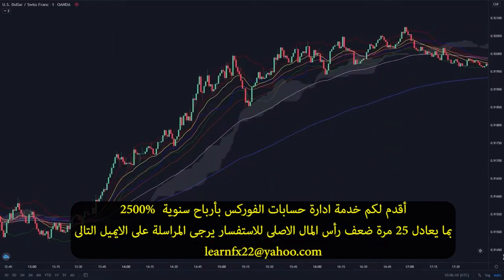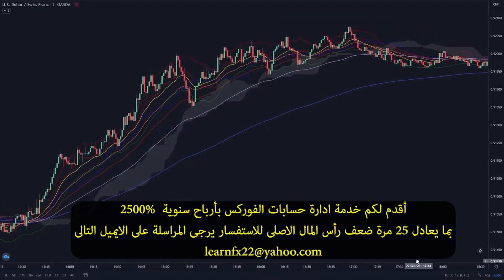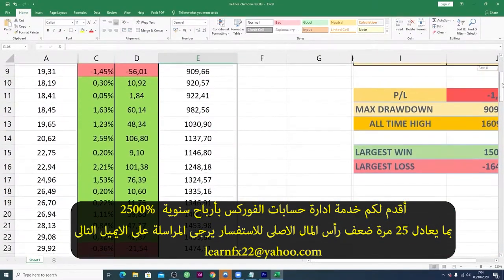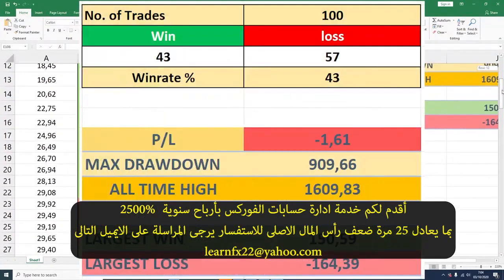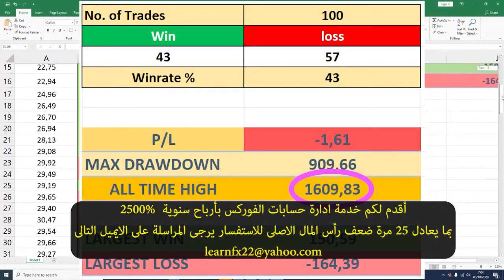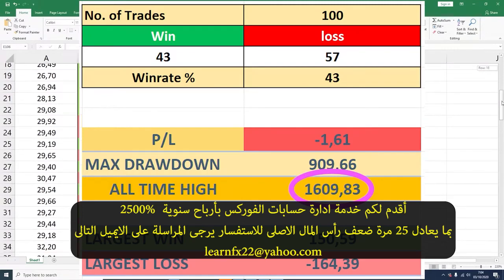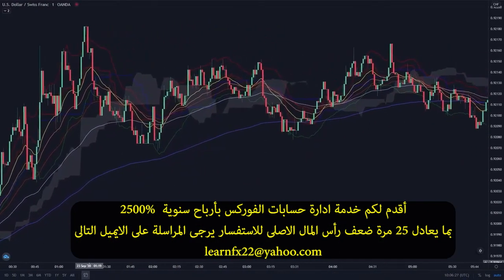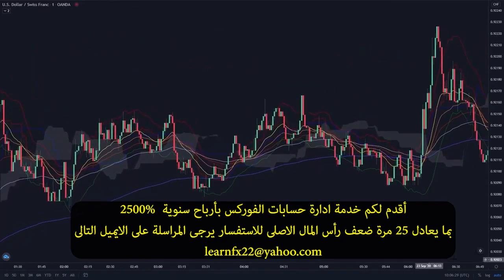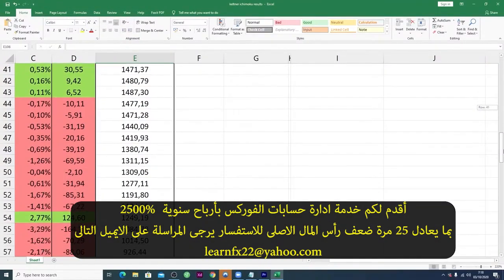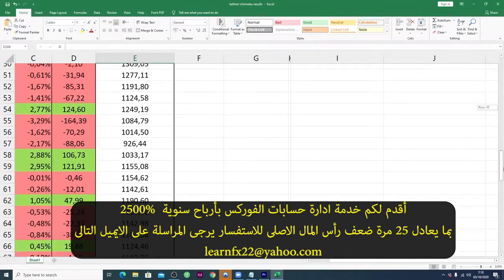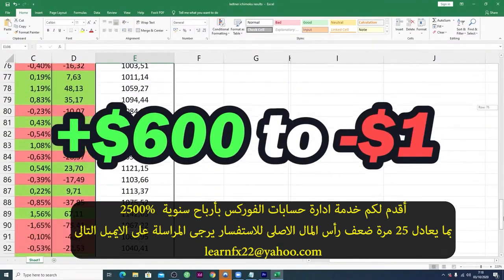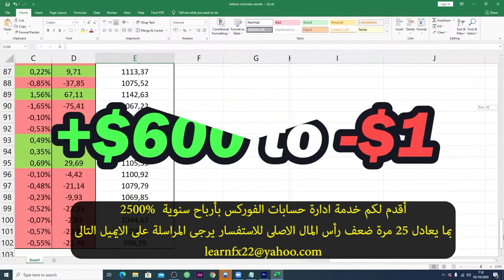After 20 months' worth of trades, we lost $1. I have mixed feelings about backtesting this strategy, because at the start of the backtest, we actually made so much profit. Our all-time high even reached $1,609, which means at one point we profited over $600. But for some reason, it all started to go downhill, and we received loss after loss after loss until that $600 profit turned into a $1 loss.